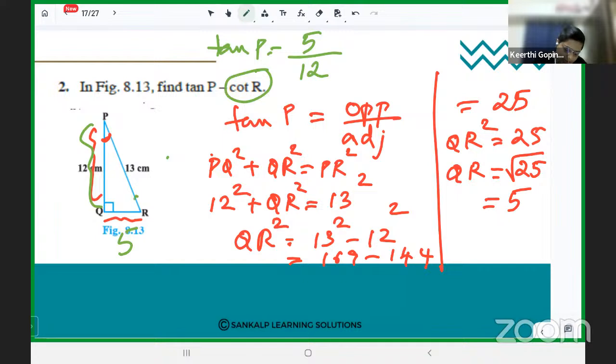So for that, consider angle R. Okay, so if you don't know what is the ratio of cot R, you consider its reciprocal. What is the reciprocal of cot? Reciprocal of cot is nothing but tan, right? So you find out tan R. What is tan R? Tan R is opposite by hypotenuse, right? Sorry, opposite by adjacent.